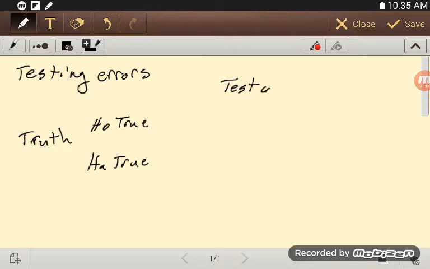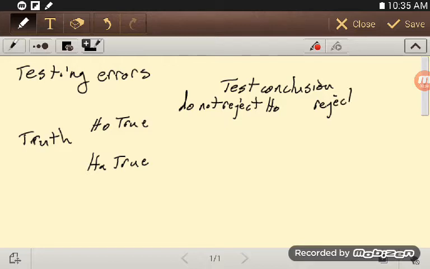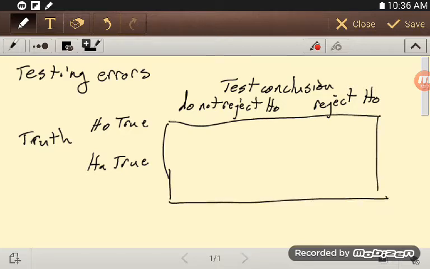Then we have our test conclusion, and this is based on our data and our rejection criteria and what test we use. And so it could be that we do not reject H0, but it also could be that we reject H0. Okay, and so we do not or fail to reject H0, something like that. And that really gives us 4 ways to look at our real world here.